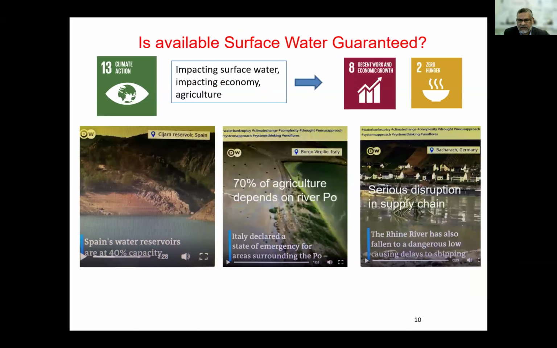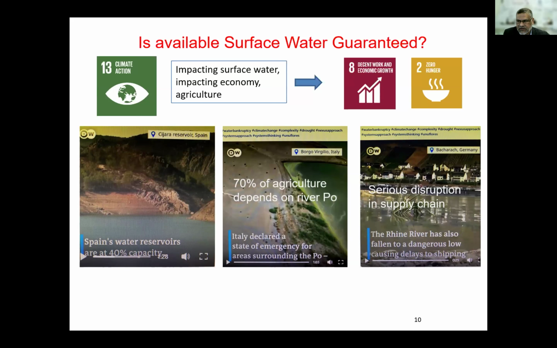So what about the surface water level we have? Is it enough? Can I guarantee that? No. Climate change and the environmental impact have a big effect on the surface water we have. In 2022, Spain's surface water level went down to 40% lower. And in Italy, 70% of agriculture depends on the River Po, and the level went down. It affected agricultural activities massively, and Italy declared a state of emergency surrounding the River Po.